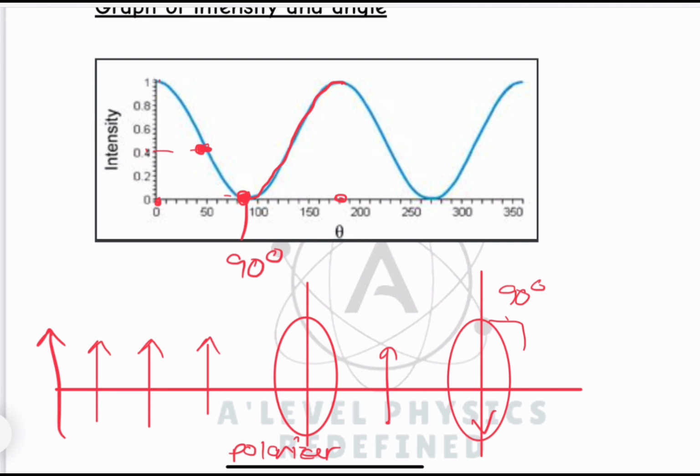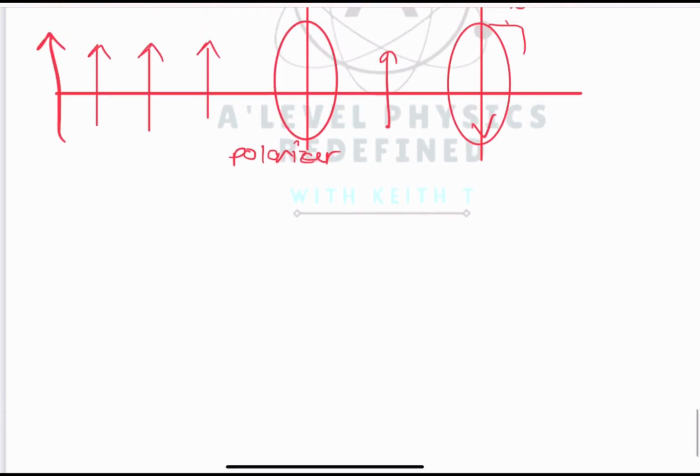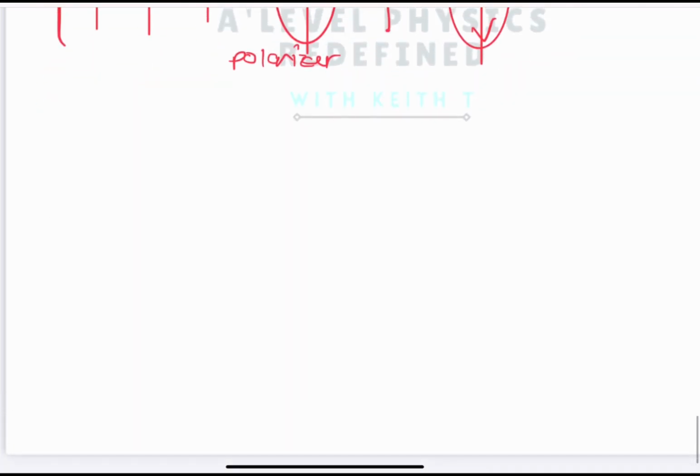You get to 270, you have 0, you go back to 360, you have all the wave coming through. You keep on rotating and rotating and rotating, and you keep on getting different intensities. So these are graphs that you might need to know about intensity itself. So basically, that is it. That is what you need to know about Malus' law.